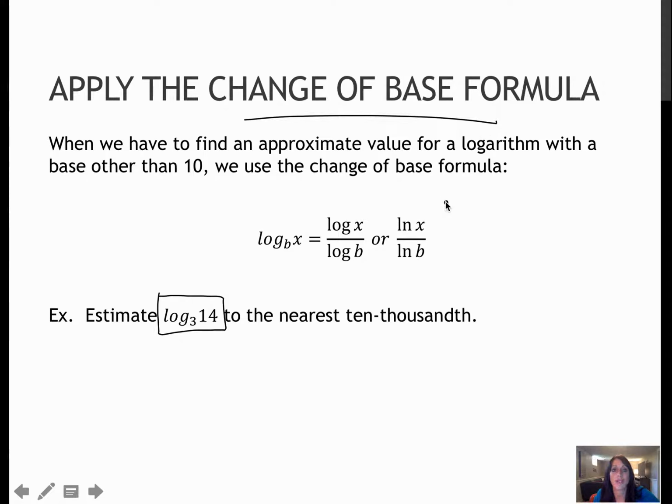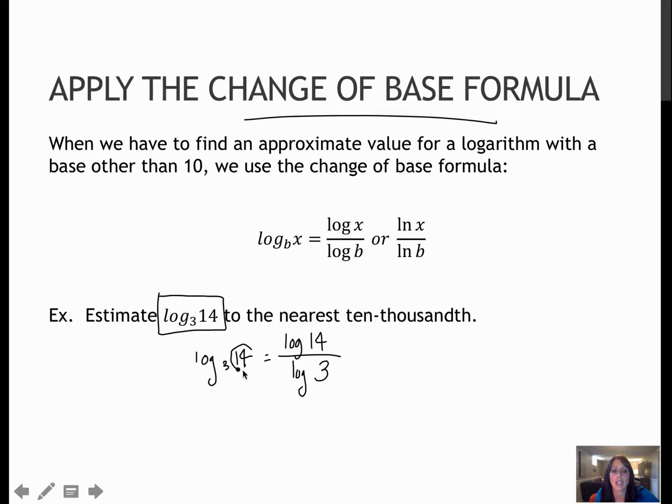And it's actually a very, very simple formula. It works with log or with natural log, it doesn't matter. So if I wanted to find log base 3 of 14, I would rewrite that as the log, and you can use any base that you want. In general, we use log base 10 because then we can use our calculator to find the solution. So I would do log base 3 of 14, log base 10 of 14 over log base 10 of 3.